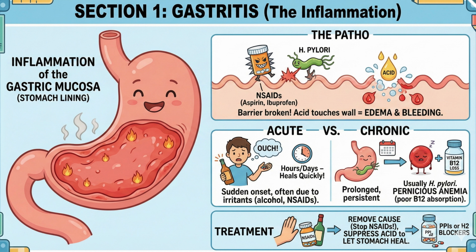Chronic is usually caused by H. pylori and lasts a long time. The danger here is that it can lead to pernicious anemia because the stomach loses the ability to absorb vitamin B12. Treatment: we treat it by removing the cause, stopping the NSAIDs, and suppressing the acid with PPIs and H2 blockers to let the stomach heal.